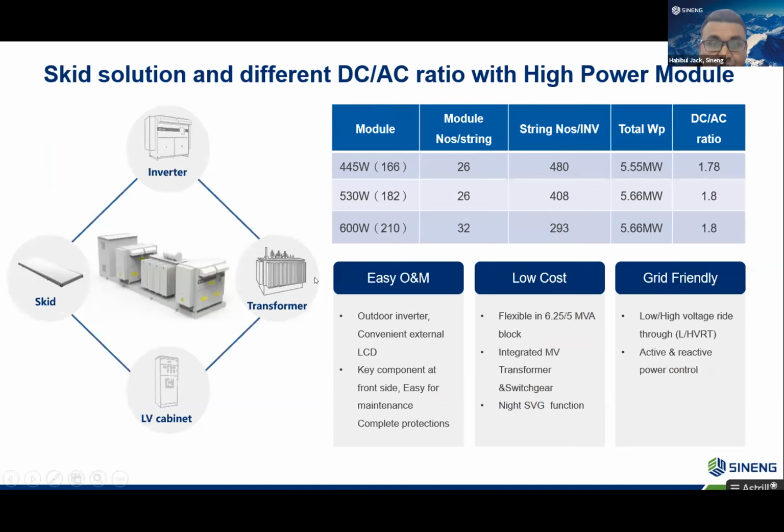So central solution also comes with skid solution. Skid solution comprises an inverter, a transformer, a LV cabinet, and a skid. And different DC ratio can be implemented with this solution, which can be up to 1.8. And as you can see on the screen, there are different DC ratio with different wafer size here.